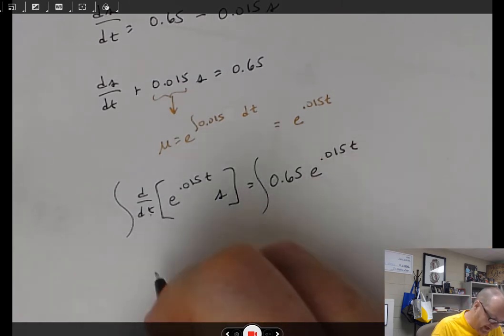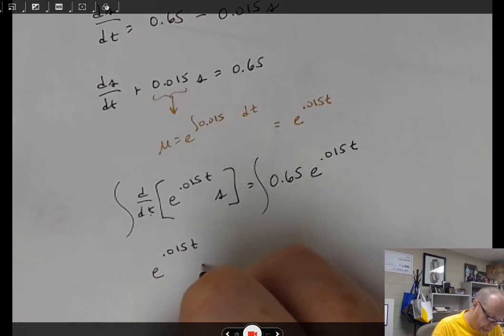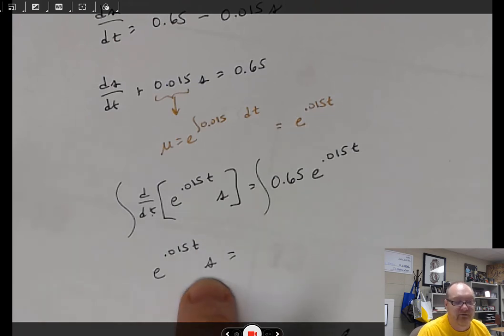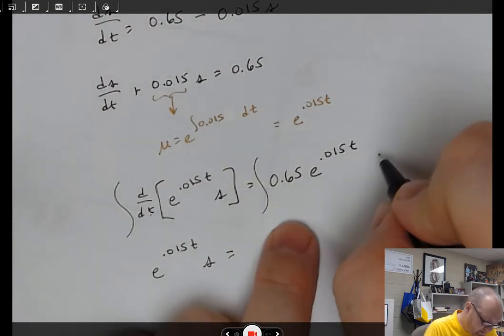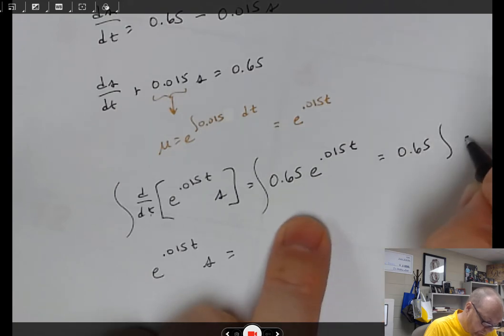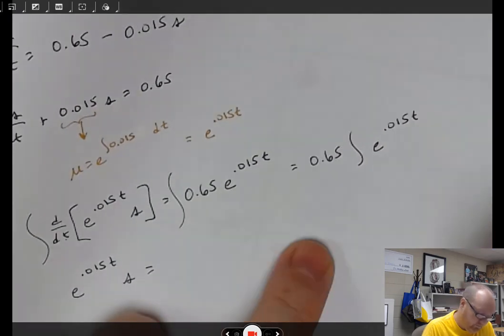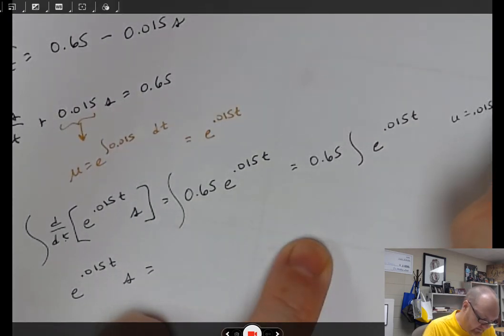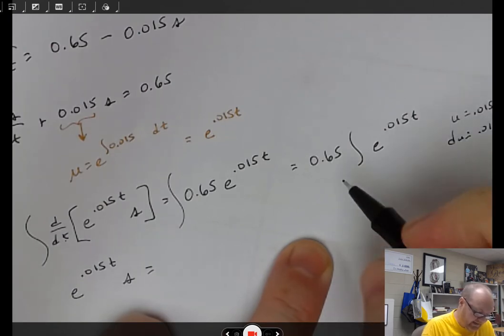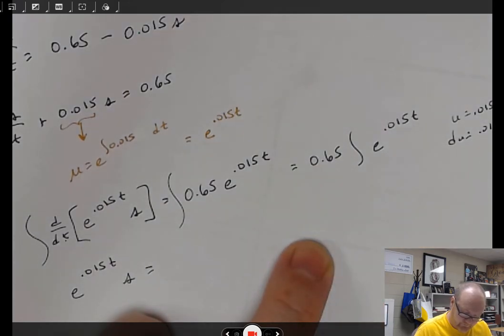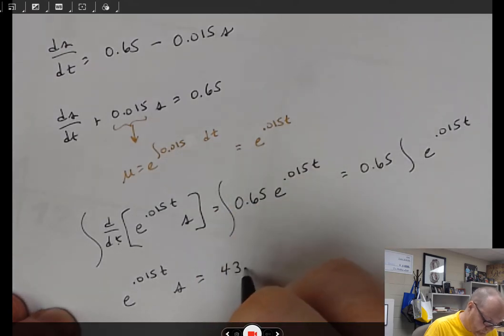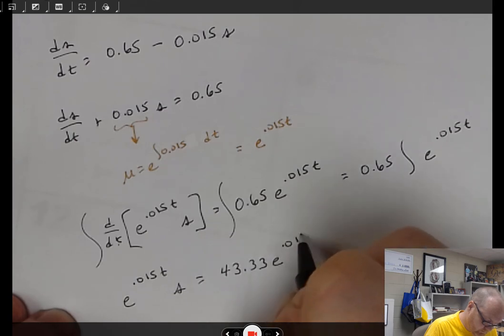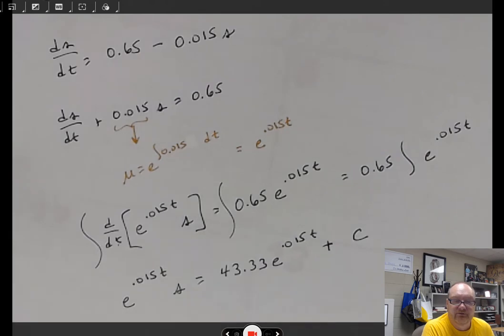So integrate a derivative, we just get back this piece. Keep in mind, I'm ultimately trying to model S, the salt in the tank, so I need to solve for S. And then on the other side, I need to do this integration. So let me pull that constant out in front. If I choose u to be 0.015t, then du is 0.015. So I need to put one in and divide it on the other side. Looks like 43.33, plus some constant of integration.